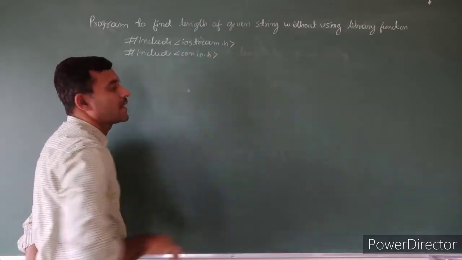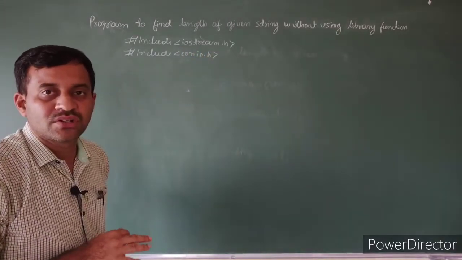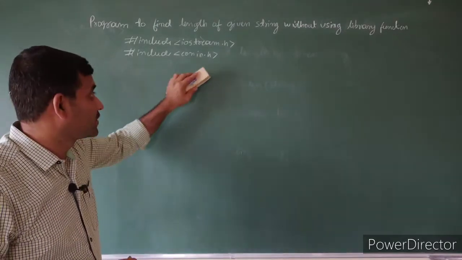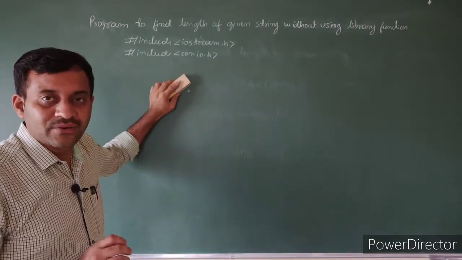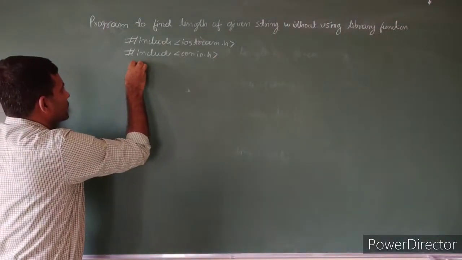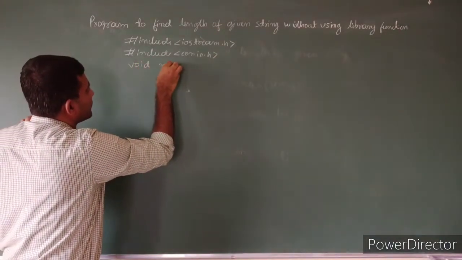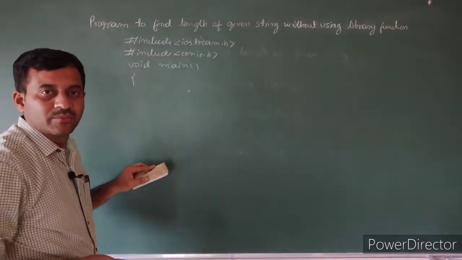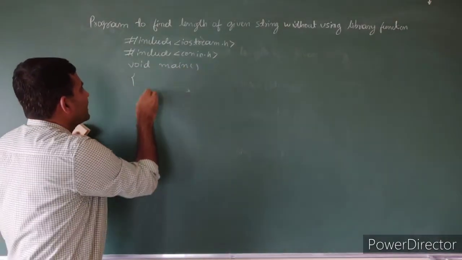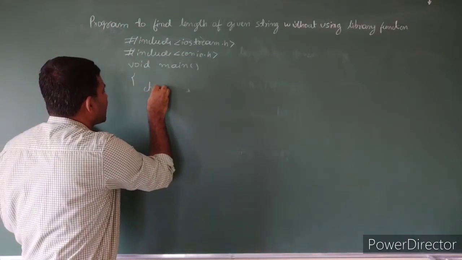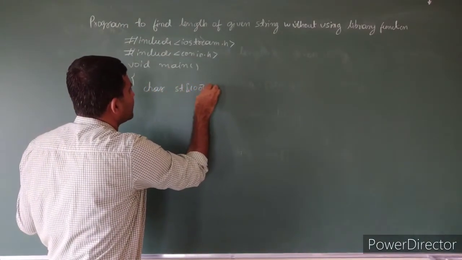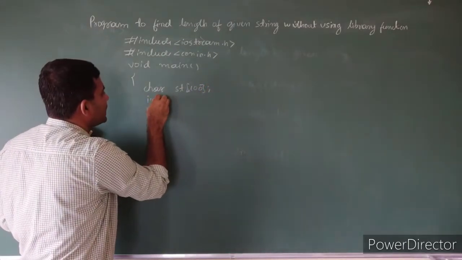Here, without using a library function means it is not necessary to include a predefined function, and not necessary to include the string.h header file. Directly start the main of the program. Under that, declare a string, a character array st[100]. Then it needs an additional variable i.